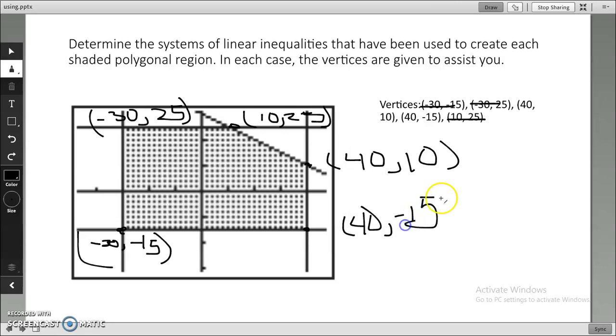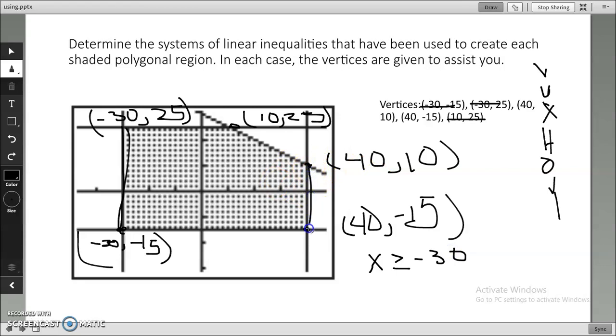So let's do the easy part first, which is using my vertical and horizontal lines. The easy part first would be to look at this vertical line first. So this vertical line is V, so it's the X. So my X is negative 30. It's going to be going in the positive direction, so X is greater than or equal to negative 30.